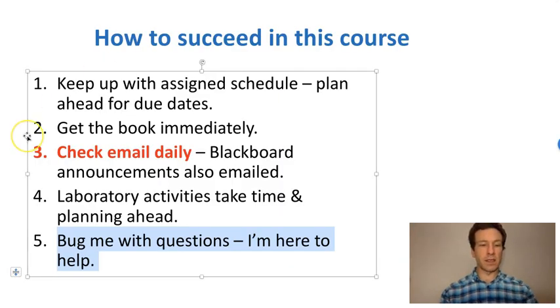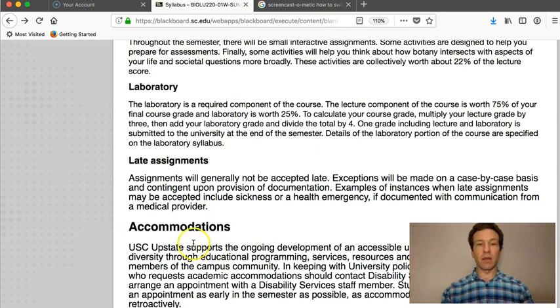And what this statement says is that USC Upstate supports ongoing development of an accessible university that embraces diversity through educational programming services, resources, and facilities that are usable by all members of the campus community. What you need to know is that if you need an academic accommodation due to a disability, then you need to contact Disability Services. The number is listed, and schedule an appointment. Once you've met with them, they will contact me, and we will figure out appropriate accommodations from there.